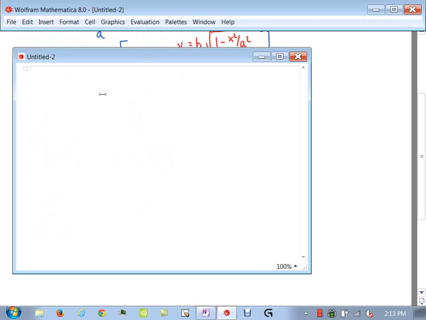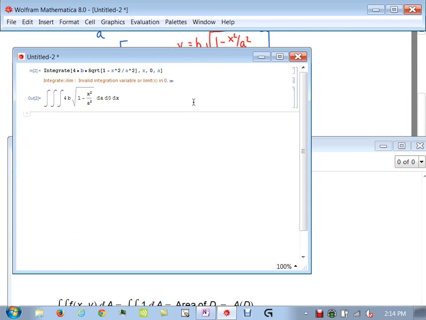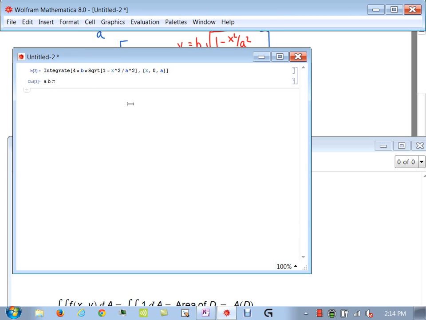Let's just have a quick little integrate. It was 4 times b times the square root of 1 minus x squared over a squared, and we want to integrate with respect to x. And what were our limits of integration? 0 to a. I think my typesetting's wrong here. I'm probably going to get an error. I need to put this in braces like that. ab pi.